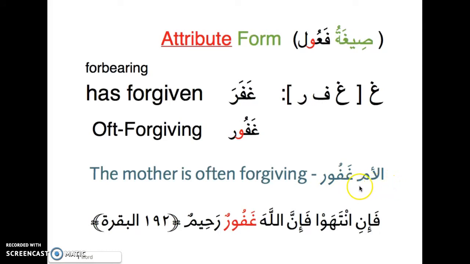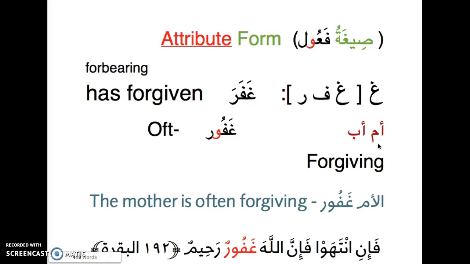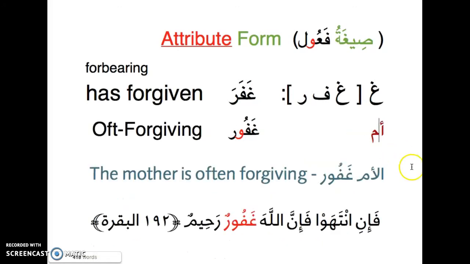Al-Um by itself is mother. Ab is father. So mother, ab father. Al-ummu ghafur. The mother is often forgiving, or the mother is forbearing. Let's go with often forgiving. Al-ummu ghafur.